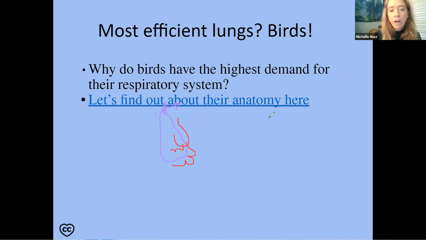I want you to contrast that with mammals. Not to say that mammal lungs aren't cool, but they're certainly not as efficient. So there's a mammal lung. I'm a great artist. So here comes the air with a mammal lung. It comes down and does gas exchange, and then it's going to let the carbon dioxide out the same direction. So this is two-way airflow.